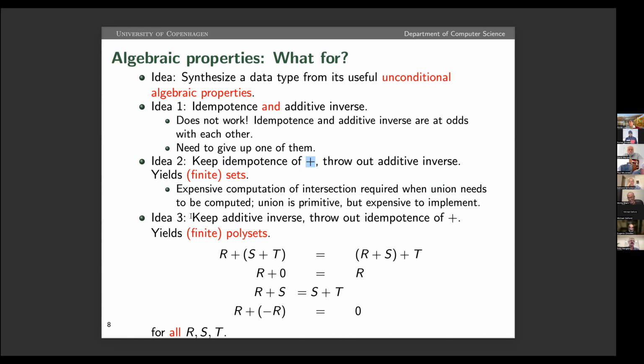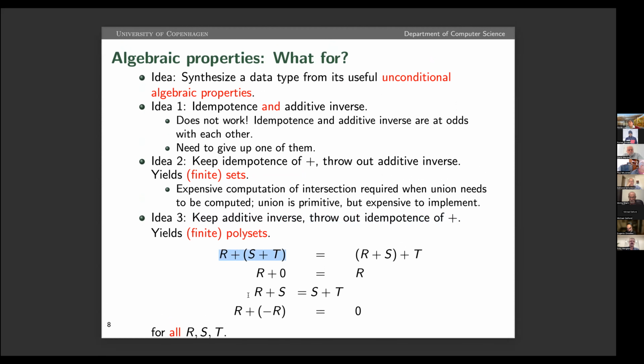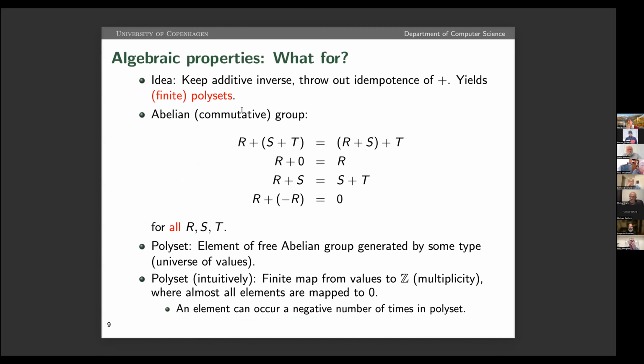And that's the third idea, which we'll try to introduce now: keep the additive inverse, but throw out the idempotence of plus. This actually yields finite polysets. They satisfy this property that every R has an inverse, so R minus R is equal to zero. And in particular, R minus S plus S is always equal to R. These are the properties of, well, they look familiar. So that's an abelian commutative group.